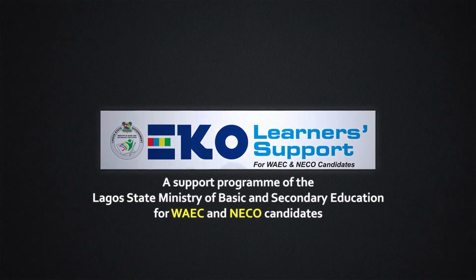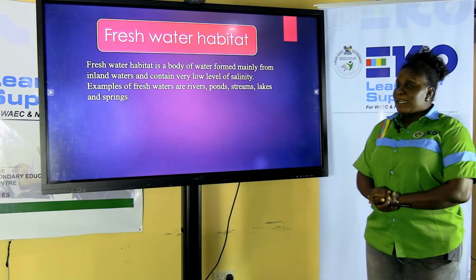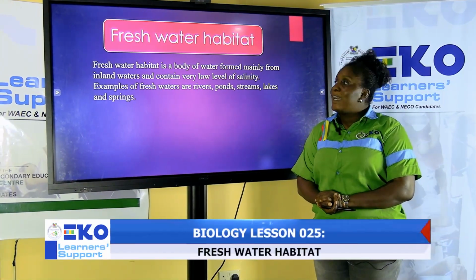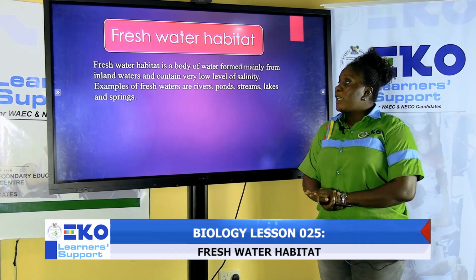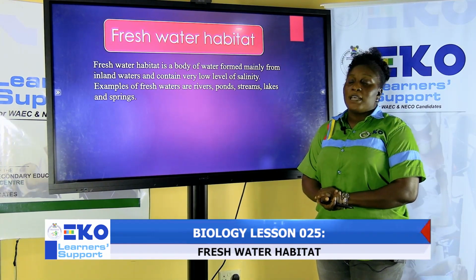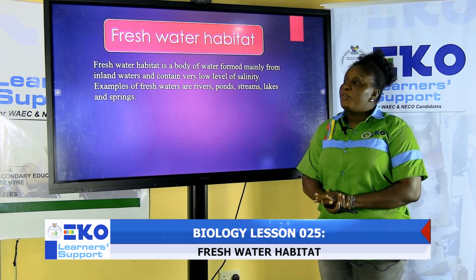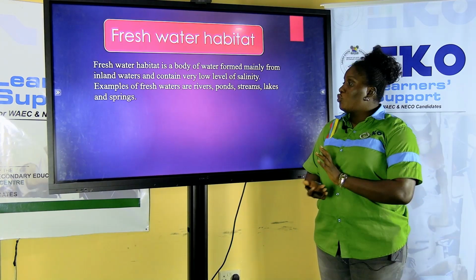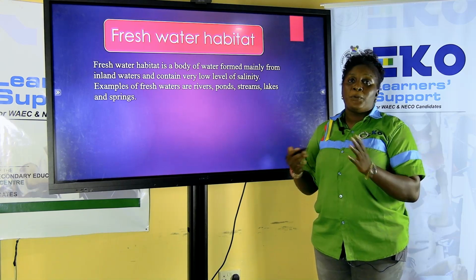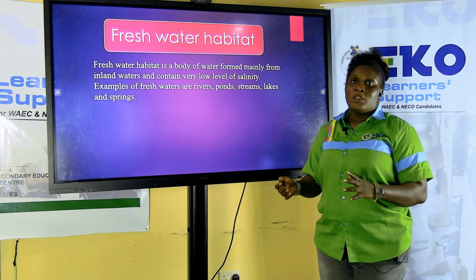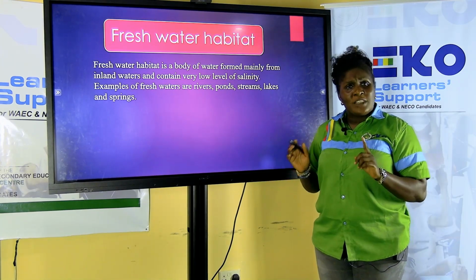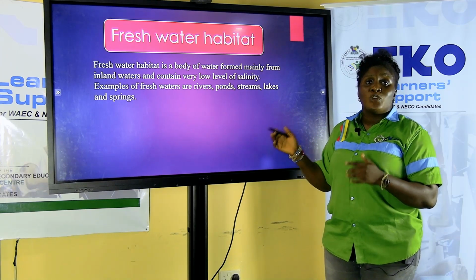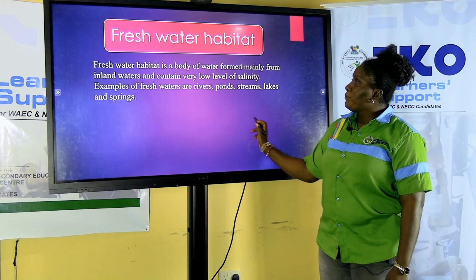The freshwater habitat is a body of water formed mainly from inland waters and contains a very low level of salinity. Examples of freshwater around you are rivers, ponds, streams, lakes and springs. They are all known to be what? Fresh water. I know you've seen a river or a pond before. That is an example of a freshwater habitat.